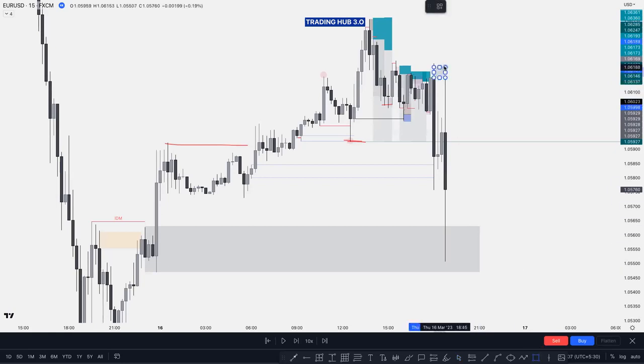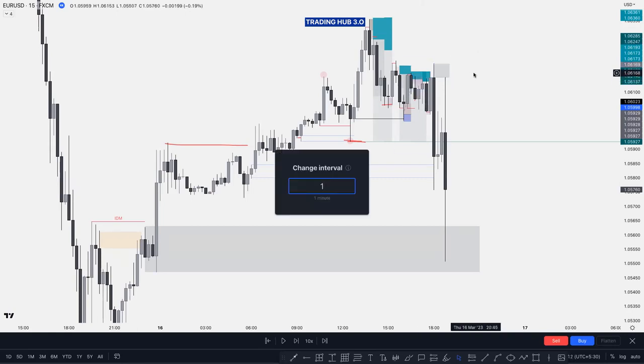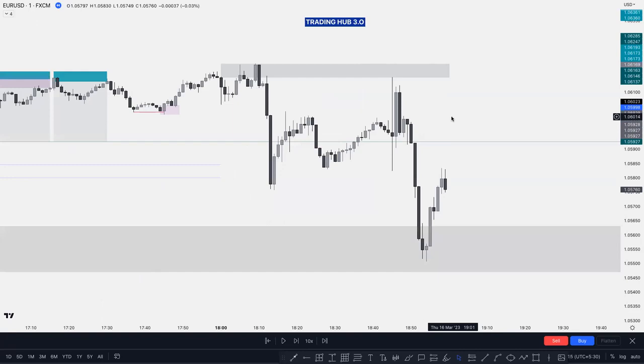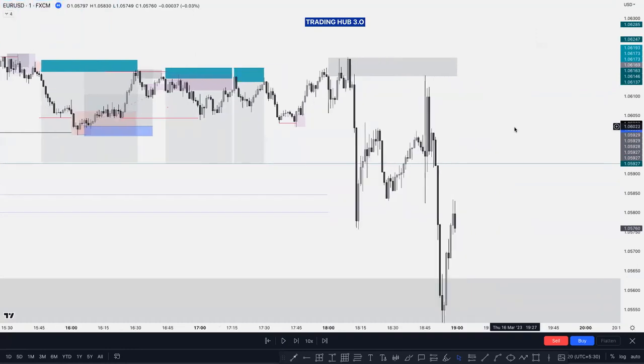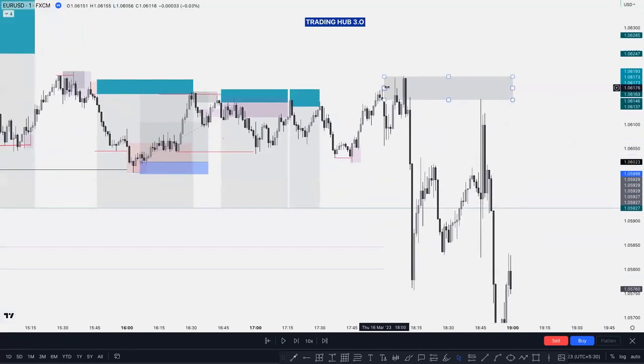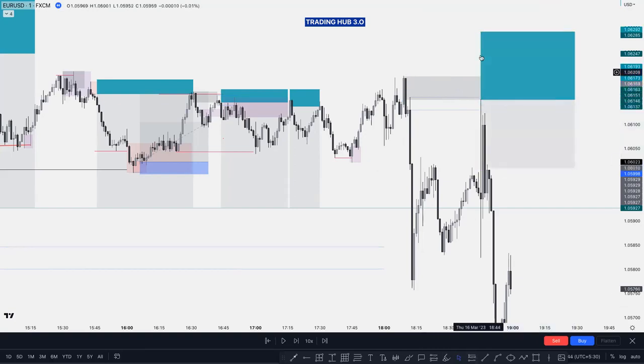So let's see. Okay, look at this one. How price reacts here. Okay, if I switch here to the 1 minute time frame, look at this one. This was an unmitigated shadow, I mean order block, and this is our unmitigated shadow where you can take risk here for the sell. This is extreme, and this was a 15-minute shadow here at this time.